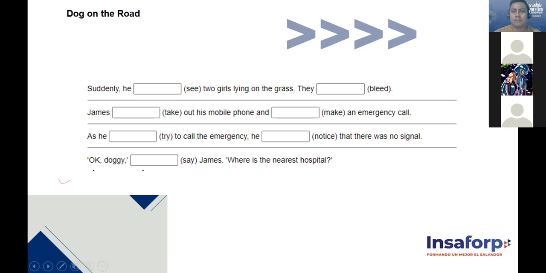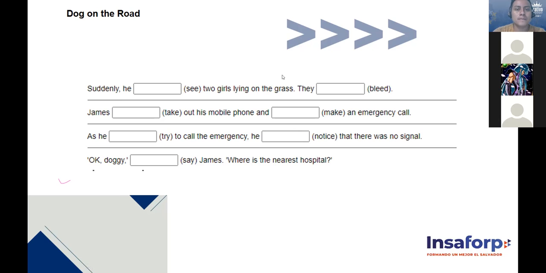Okay, grass. They, I don't know the past, bleeded, probably. Okay. They bleeded James. Okay, so the idea ends in this verb, bleed. So how do we say it? Can you say it one more time, please? Suddenly, and stop until the period after bleed. Please say it again.